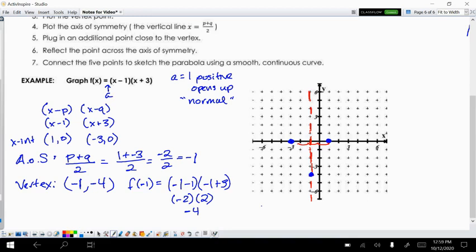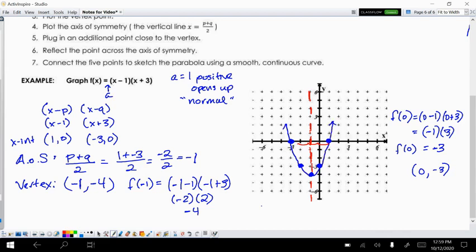But we need one other point. So we want to pick something that's easy to find on our graph. So let's plug in 0 into our function. And we get negative 3 as our y value. So (0, -3) would be a point on our graph. We can use the property of symmetry to reflect that across the axis of symmetry. And now we have 5 good points. And we can graph our parabola.